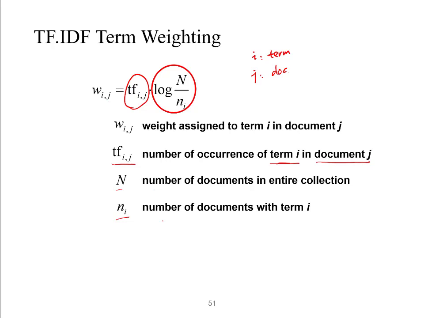So in this case, the more documents that term i appears in, the smaller this log N over n_i would be. So we use this TF-IDF term weight to measure the importance of a term.